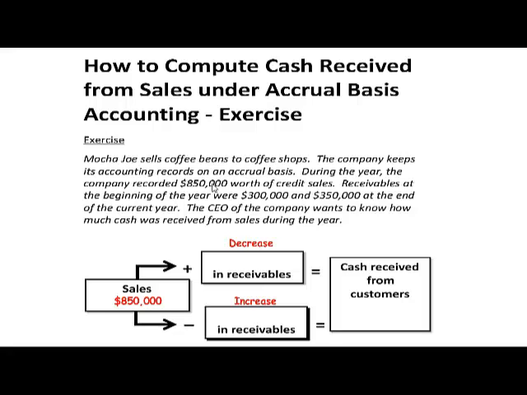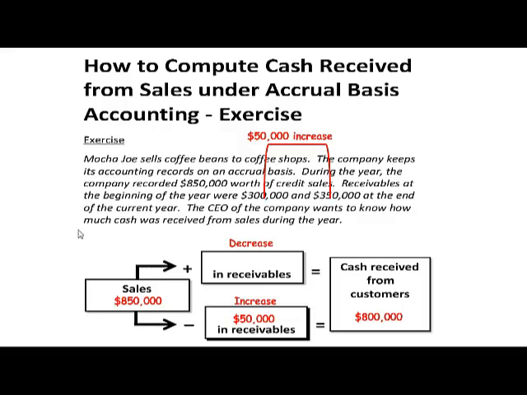So we start off with $850,000 worth of sales and I insert that. Now I have to determine whether I have a decrease or an increase in my receivables. If I take a look, my receivables started out at $300,000 and ended up at $350,000. So I've ended up with a $50,000 increase. So that $50,000 increase is going to go into the increase in receivables box. And there it is, $50,000. So $850,000 in sales minus an increase in receivables means that I received cash during the accounting period of $800,000.